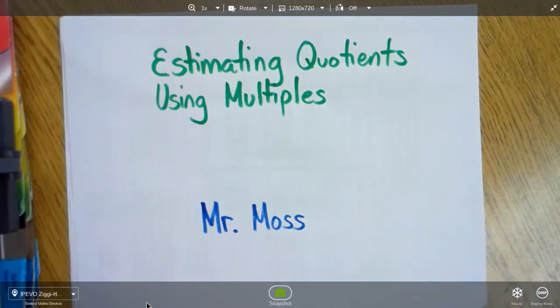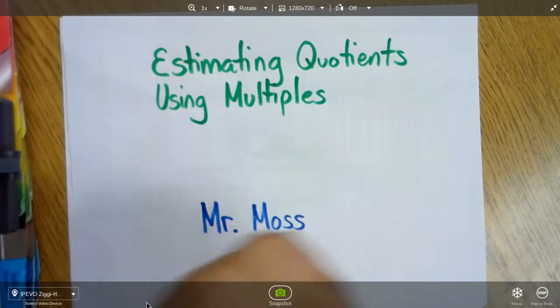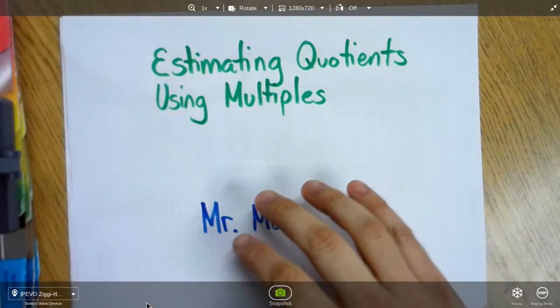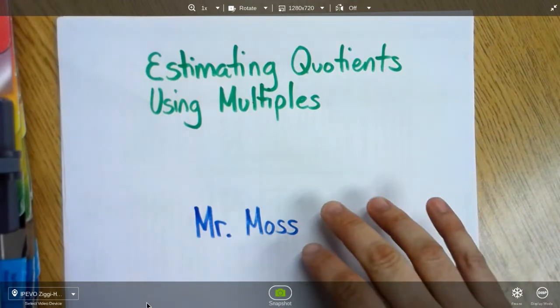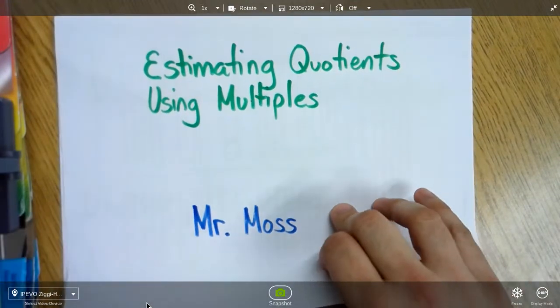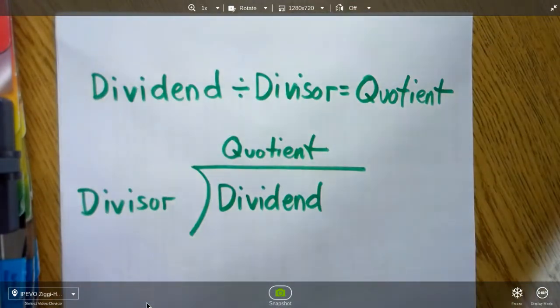Hi, this is Mr. Moss, and in this video, we're going to be looking at how you can estimate quotients using multiples of numbers. This is something that can be a little tricky for students, so I'm going to start off doing a quick review of what quotients are, and then I'm going to show you a strategy that we can use to kind of get back at this skill, kind of reverse.